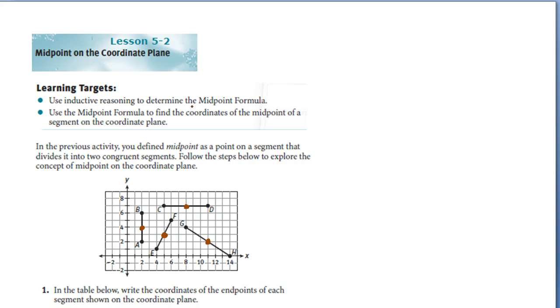In this video, we determined the midpoint formula. It's very straightforward. It involves averaging the x and y coordinates. We also used that formula to find the coordinates of a midpoint on a coordinate plane.